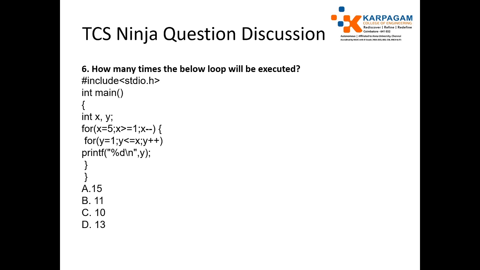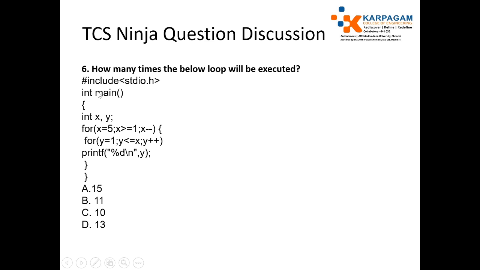We are not asked to print the value, but the question is how many times the below loop will be executed. See here, when x equals 5, it will check the condition: is 5 greater than or equal to 1? Then inside the loop it will go from 1 to 5. So 5 times will be executed for the first time.